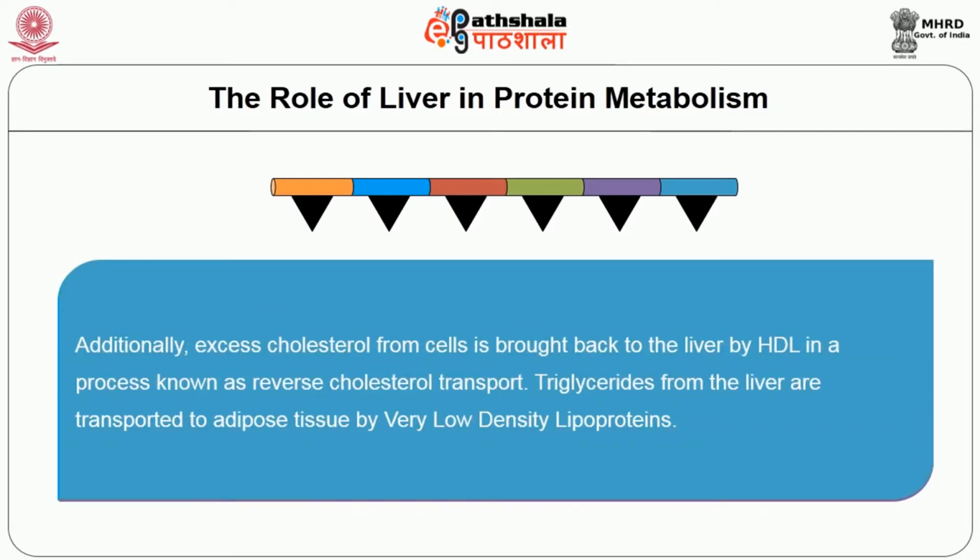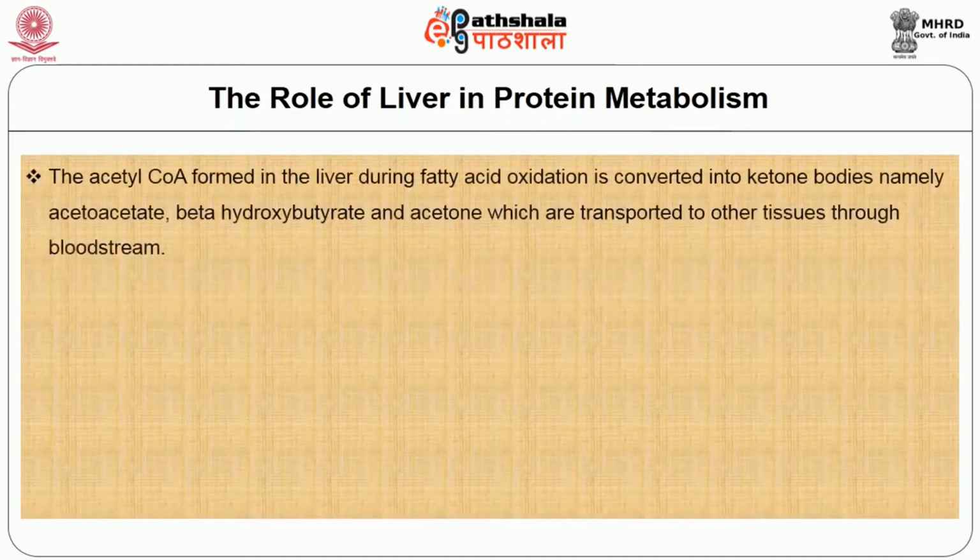Additionally, excess cholesterol from cells is brought back to the liver by the high-density lipoproteins in a process known as reverse cholesterol transport. Triglycerides from the liver are transported to adipose tissues by very low-density lipoprotein. The acetyl-CoA formed in the liver during fatty acid oxidation is converted into ketone bodies, namely acetoacetate, beta-hydroxybutyrate, and acetone, which are transported to other tissues through the bloodstream.